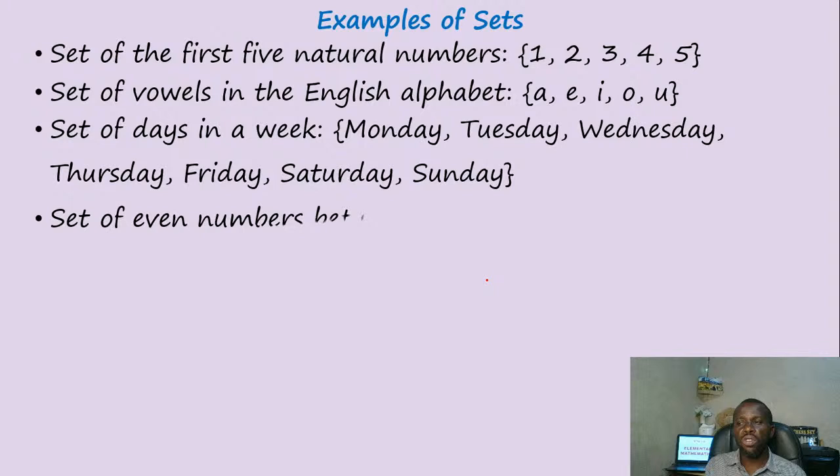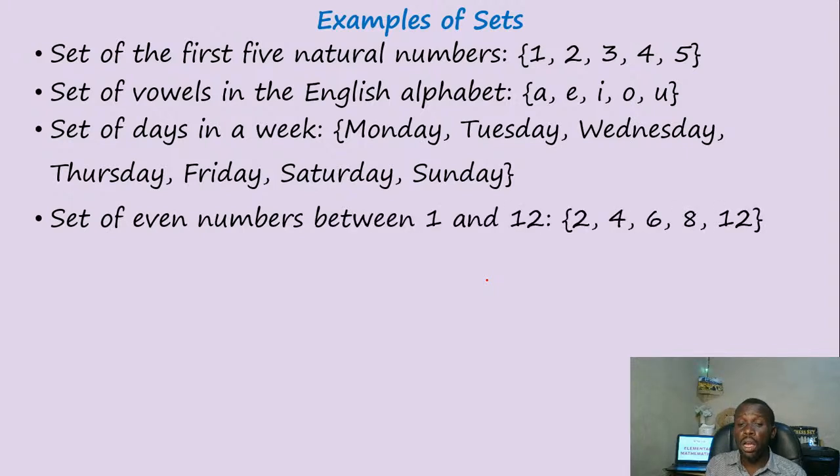We have the set of even numbers. Now, here we are being told there's a bracket there. We are being told between 1 and 12. So that means we only look at the even numbers between 1 and 12 only, which are 2, 4, 6, 8. Actually, there's a 10 there before 12. Sorry for that. 10, 12.